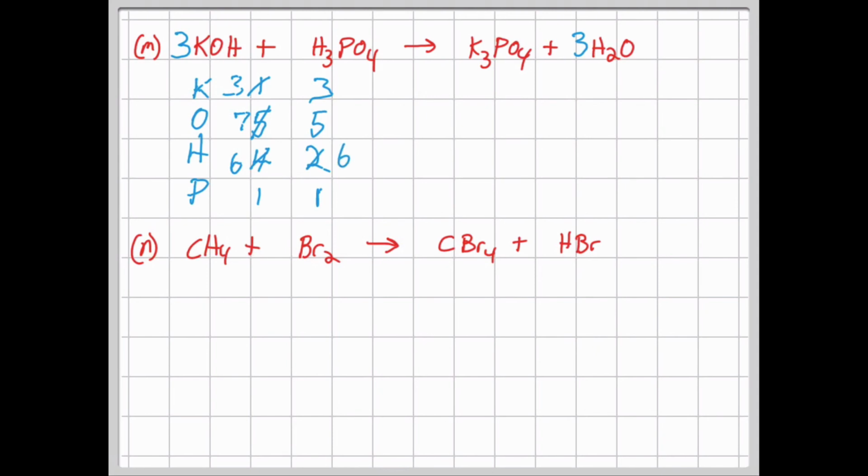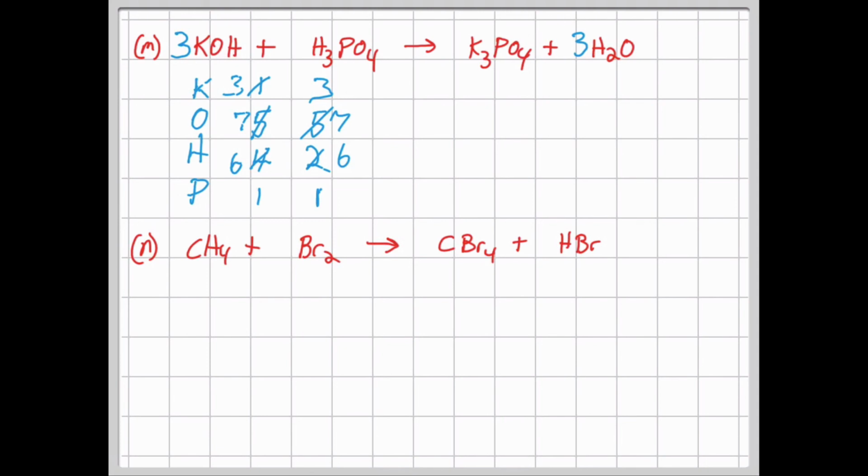And let's see what happened to the oxygens when we did that. We have 4 oxygens from the phosphate, and then we have 3 from the water, and that would be a total of 7. And guess what? Now it is balanced. Yay! So let's look at the last one here. This is methane gas with bromine, which gives us carbon tetrabromide and hydrogen bromide.